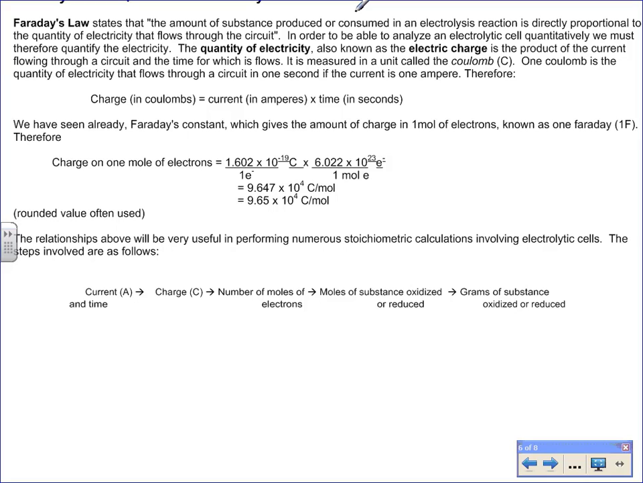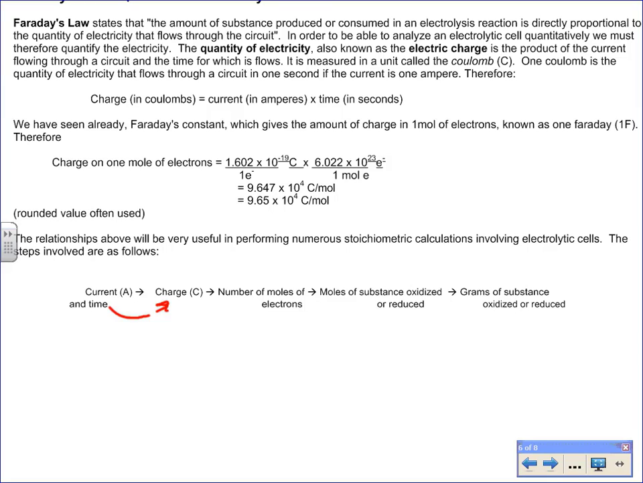And to do that, we need to find the coulombs, and the coulombs of charge are determined by taking the current that's been applied and multiplying it by the time in seconds. So if we take the current and the time, we can use that to find the charge by multiplying by time.